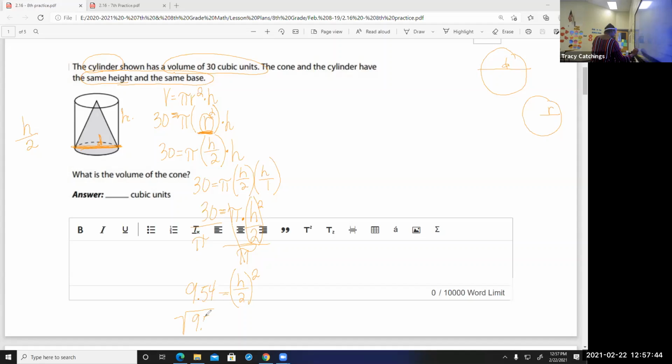That's your square root. Square root of 9.54.